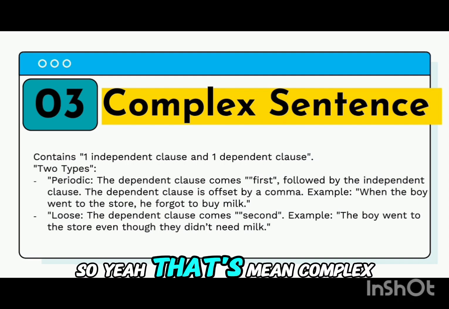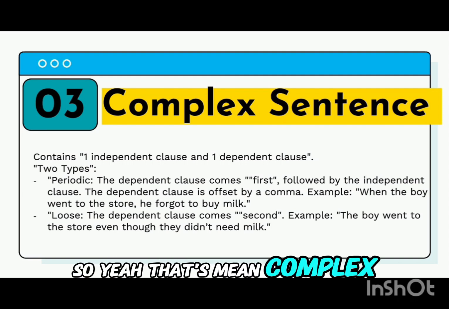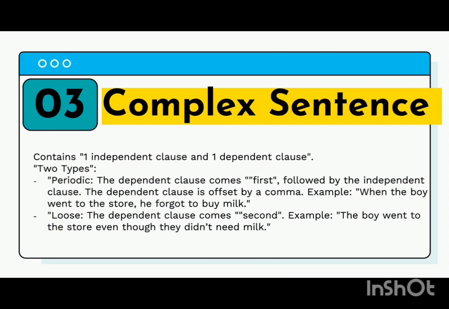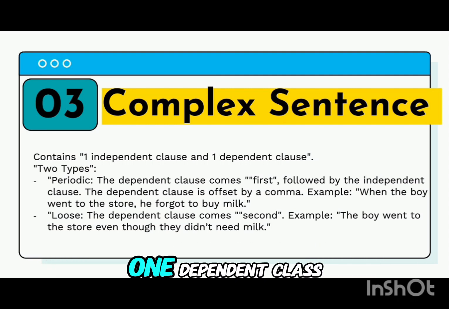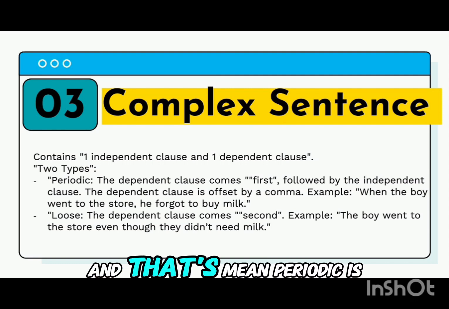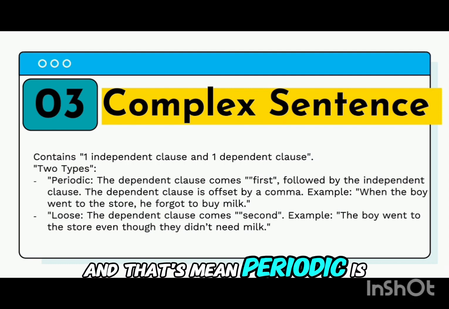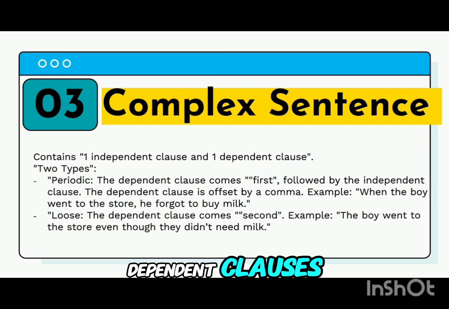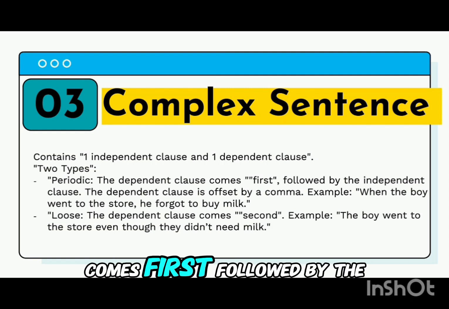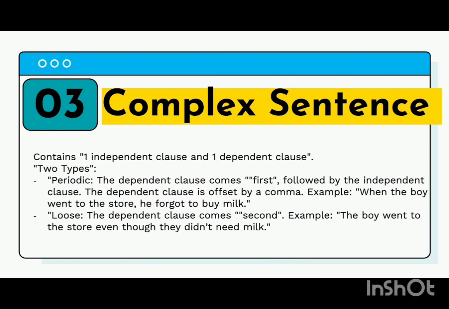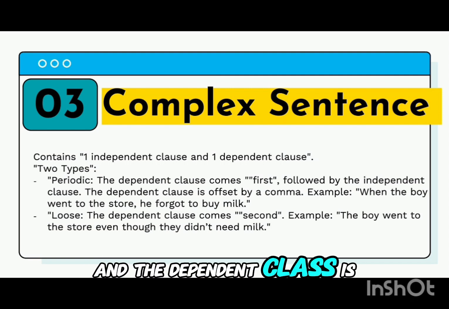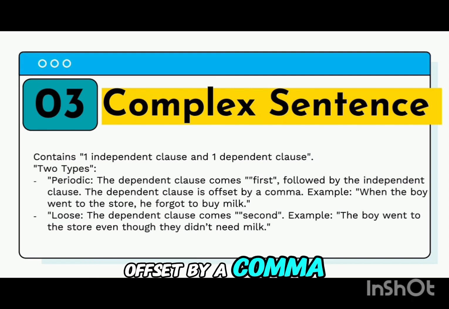So yeah, that means a complex sentence contains one independent clause and one dependent clause. And that means periodic is when the dependent clause comes first, followed by the independent clause. And the dependent clause is offset by a comma.